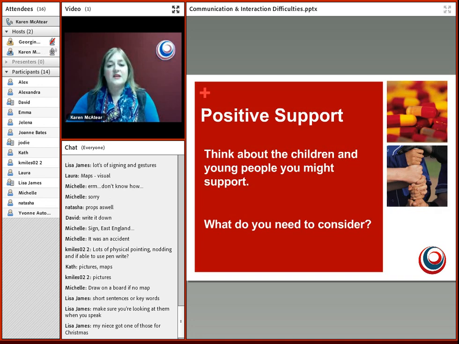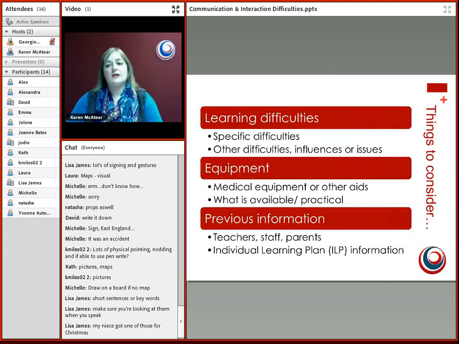So think about the children that you support. What do you need to consider? Obviously, it's got to be positive, hasn't it? Any support we give them must be positive. It's to bring them on and develop them. So some things to consider. So thinking about the specific difficulties and any other difficulties and influences they may have.